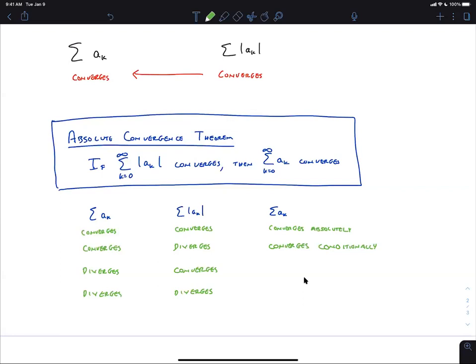Somebody tell me. Wouldn't it be diverges and converges? Yeah, this third one, this row is not possible. Why is this not possible? Because if that one goes to infinity, then its absolute value would have to go to infinity too, right? Yeah, and that's back to this absolute convergence theorem. So if the absolute value converges, the original series has to converge. So it's not possible. That's what this theorem says. Does that make sense? Everybody clear?